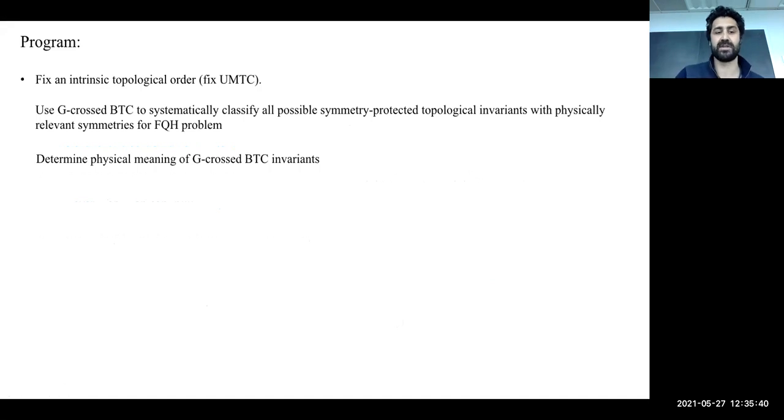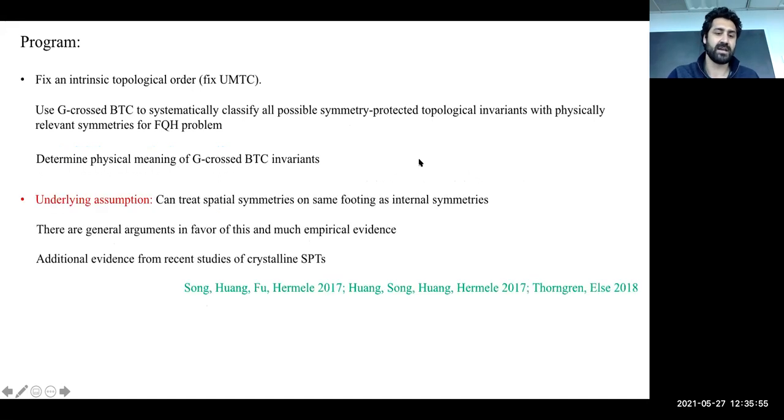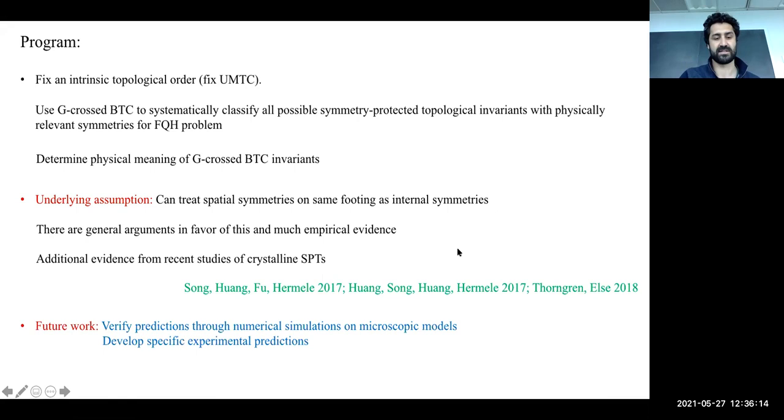So the program is that we're going to fix the intrinsic topological order, fix the modular tensor category, and use the G-crossed braided tensor category to systematically classify all possible symmetry protected topological invariants. Then we're going to try to determine the physical meaning of these things. The underlying assumption here is that we can treat spatial symmetries on the same footing as internal symmetries. There are a lot of general arguments in favor of this and a lot of empirical evidence, and more recently, from studies of crystalline SPTs, there's been a lot of evidence that this does work, although it is in some sense an assumption.